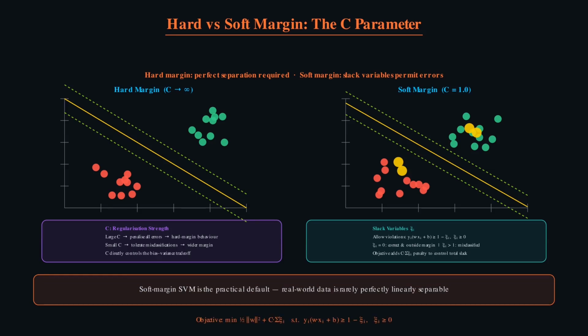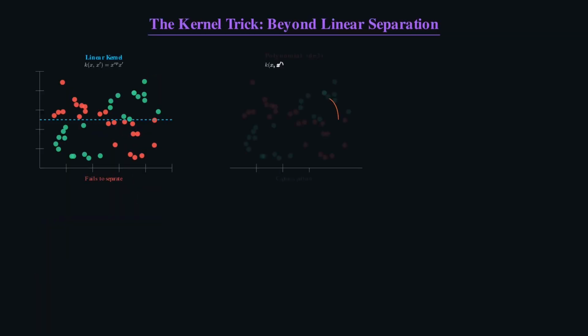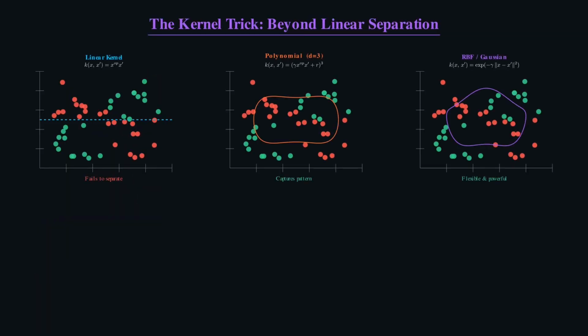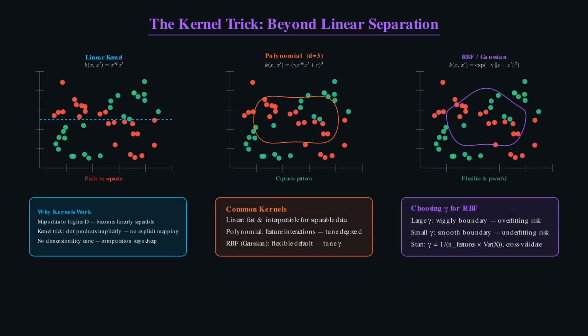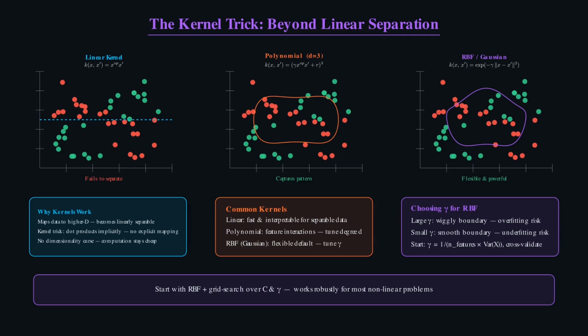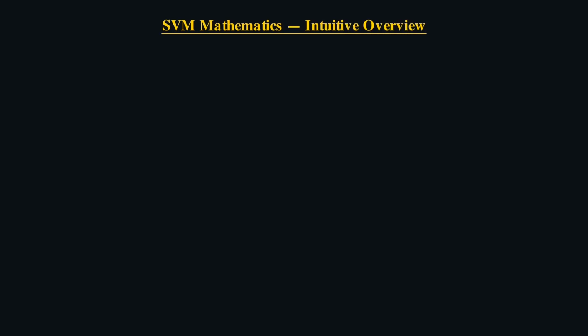Real data is messy. Perfect separation rarely exists. This is where soft margin SVM comes in. It allows controlled mistakes using slack variables. The parameter C decides the penalty. High C: strict, risk overfitting. Low C: tolerant, wider margin, better generalization. That's your bias-variance trade-off built directly into the algorithm.